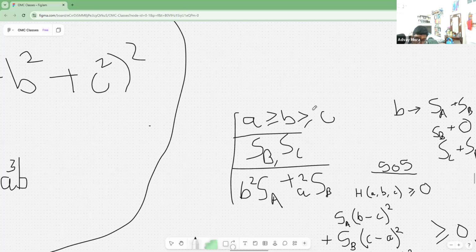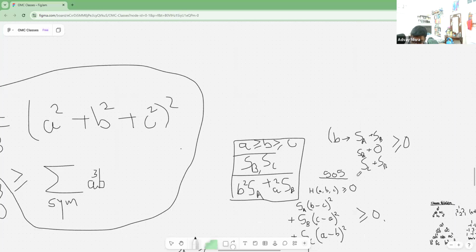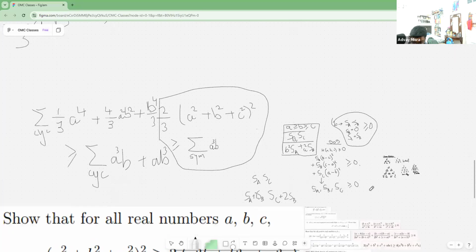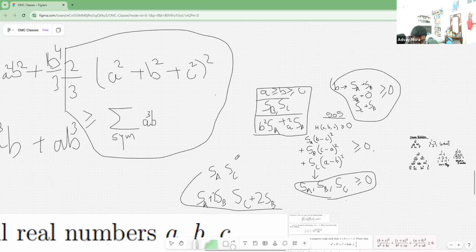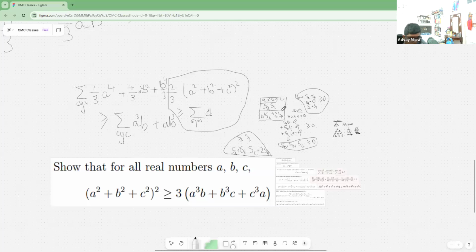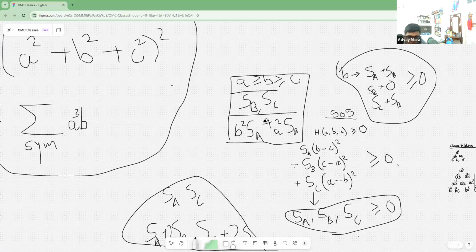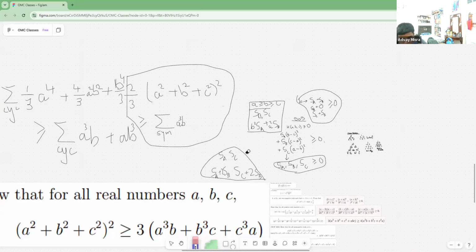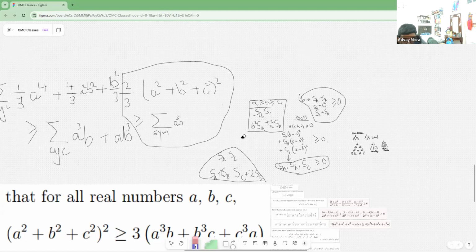So this is one criterion, this is one criterion, this is one criterion, and this is one criterion. So if any, so these four are pretty useful. Does everybody understand these four criteria?